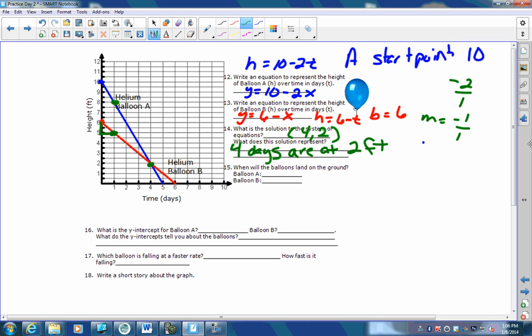Then it asks us, when will the balloon land on the ground? Balloon A, this line right here, is going to land in 5 days. Balloon B doesn't land till 6 days.